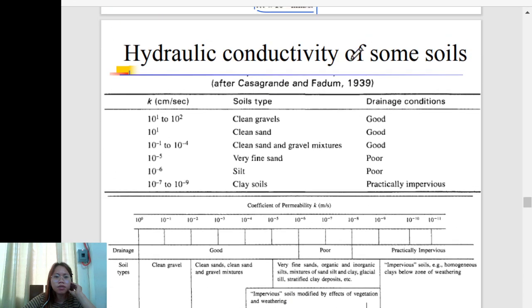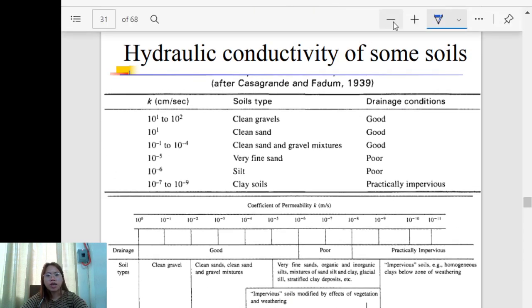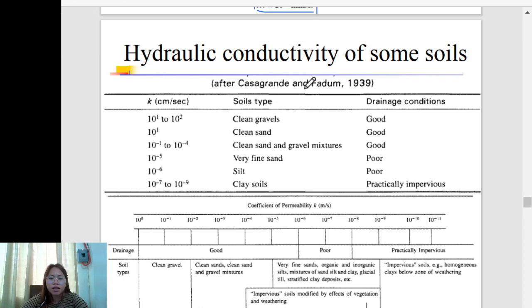Then let's proceed to different hydraulic conductivity of some soils. Some soils we have after Casagrande and Fadum in 1939. We have the soil types: clean gravels, clean sand and gravel mixture, very fine sand, silt, and clay soils. Notice that from clean sands to clay soils, the permeability becomes very small. In centimeter per second, the clay soils are from 10 to the negative 7 to 10 to the negative 9. So, the permeability is really very small, meaning it is difficult for water to pass through.